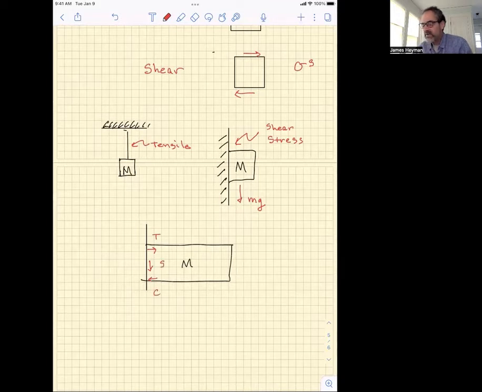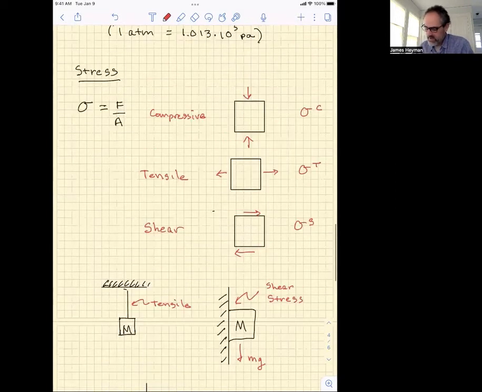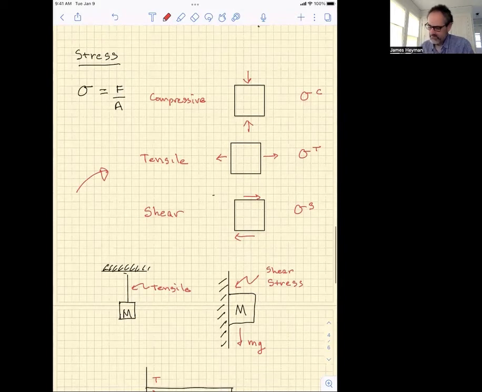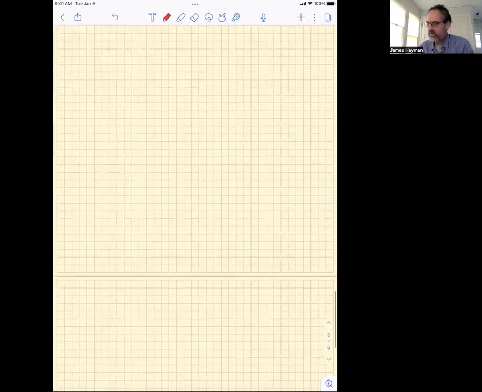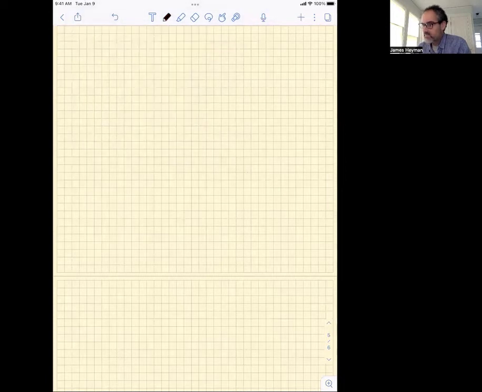So we can have combinations as well. Anyway, that's an illustration of the three types of stress that we're going to worry about: compressive, tensile, and shear. Okay? Here, let's do a quick example of shear stress. Here's the picture that we just drew.